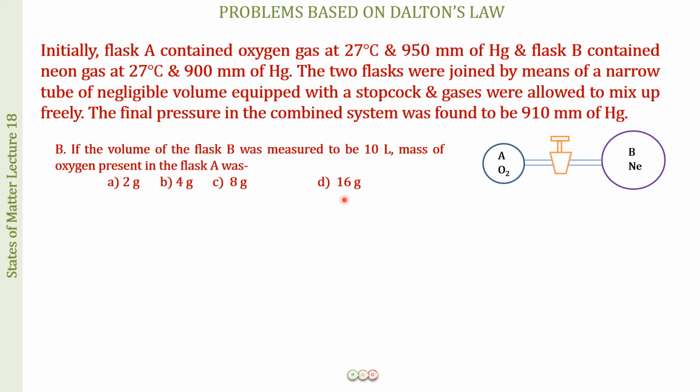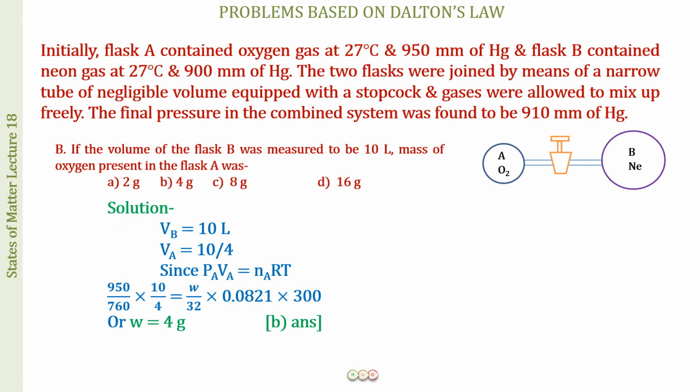So what we have already found out in the previous question is that the volume of the neon gas, that is VB, is 4 times VA. So that relation I'm going to put into use over here. We have VB given to us as 10 liters, right? So the volume in flask B is 10 liters. So the volume of flask A is going to be 10 by 4, and we are going to put PAVA equal to nRT. Fine. This is before the stopcock was opened, right? So this is initially what we have to find out, the mass of oxygen present in flask A.